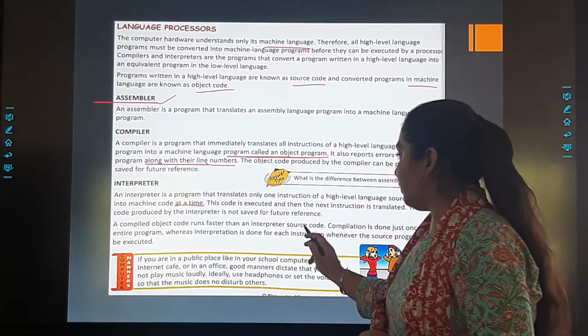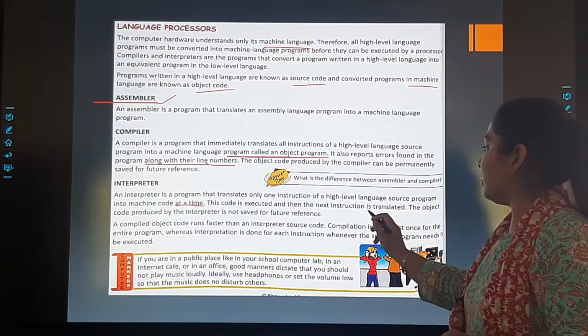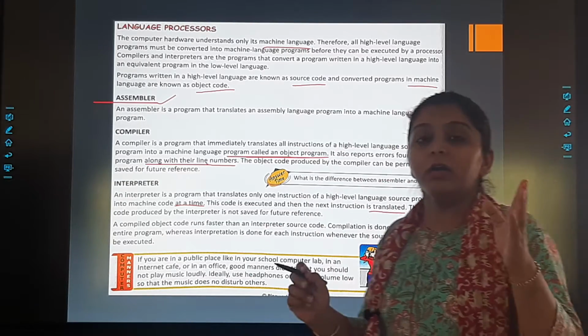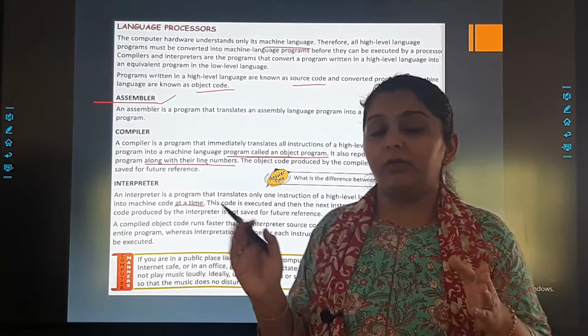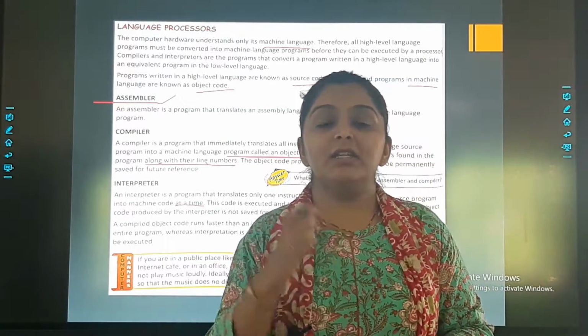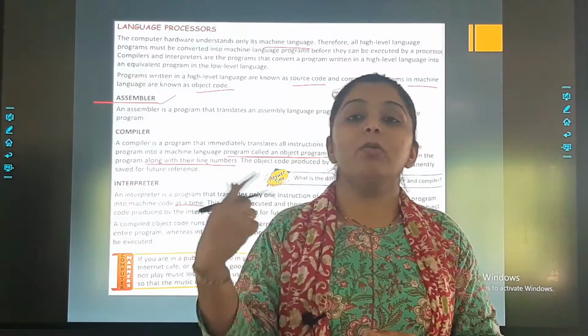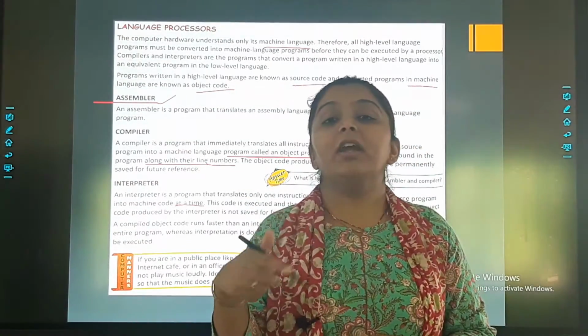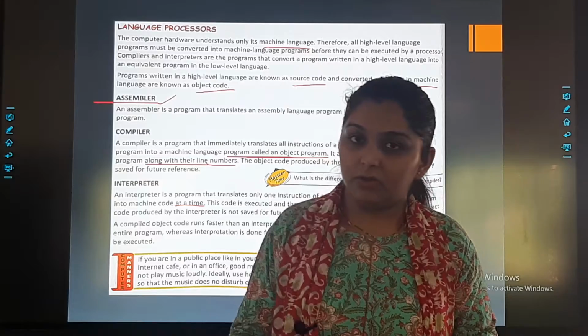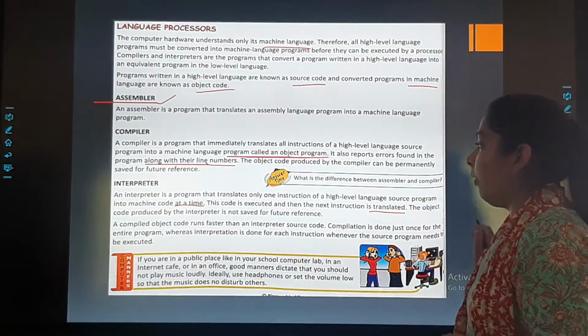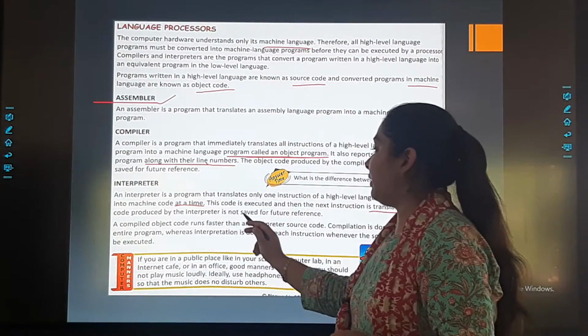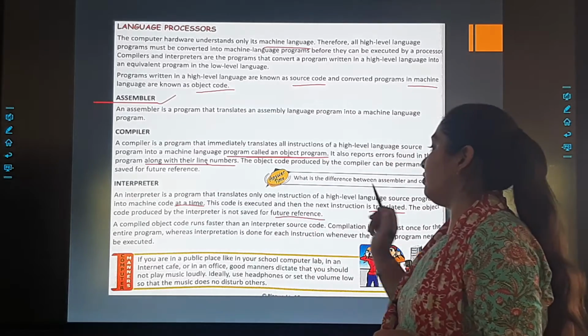This code is executed and then the next instruction is translated. Now with the help of an interpreter we can translate only one instruction at a time. फिर जब वो instruction execute होता है then only we can translate the next instruction. The object code produced by the interpreter is not saved for future reference.